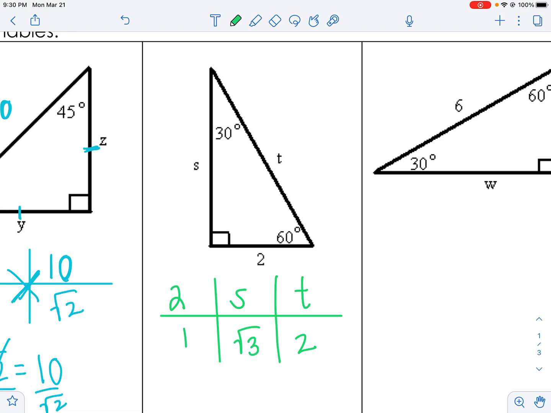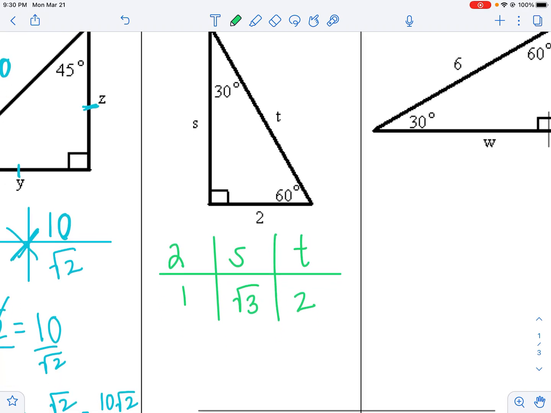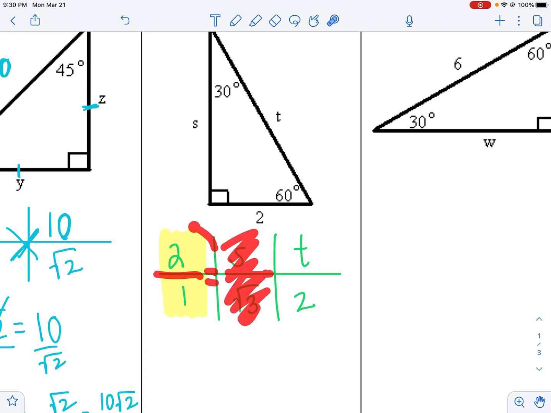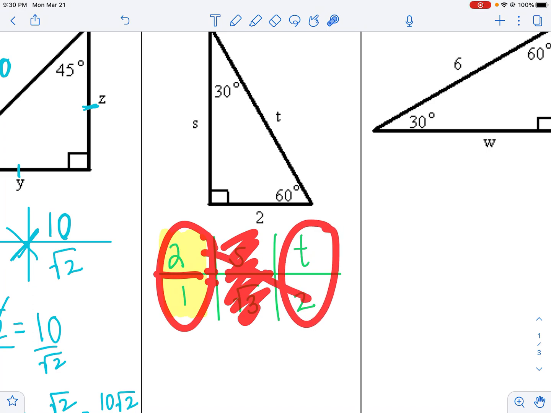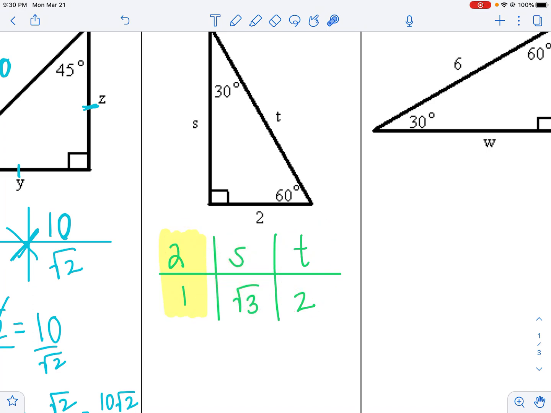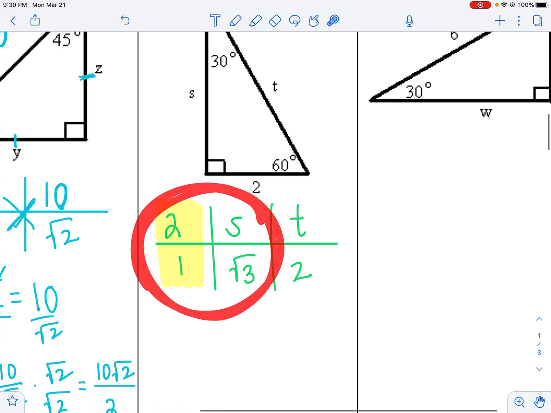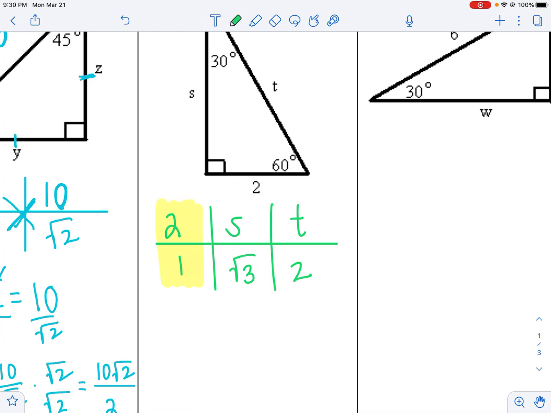Okay, now where I have to be careful is the fact that I have multiple variables, which means that I'm actually going to have 2 proportions. But I'm going to use the one that has a number on top and a number on bottom twice. So my first one would be 2 over 1 equals S over root 3. And then once I have S, I'm going to use this side and this side to cross multiply and go from there. So let's start with this proportion right here.